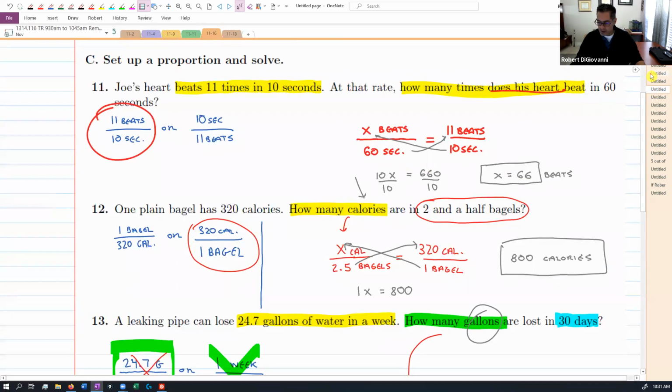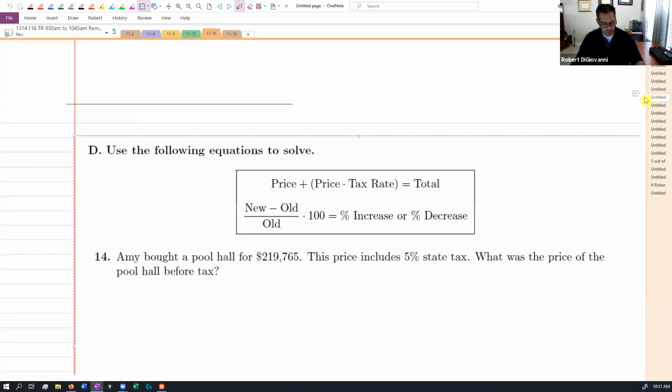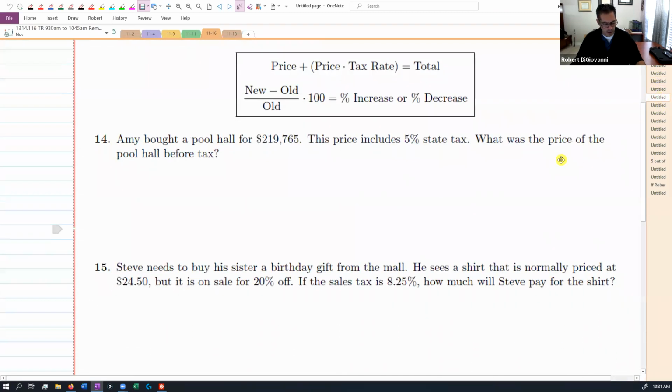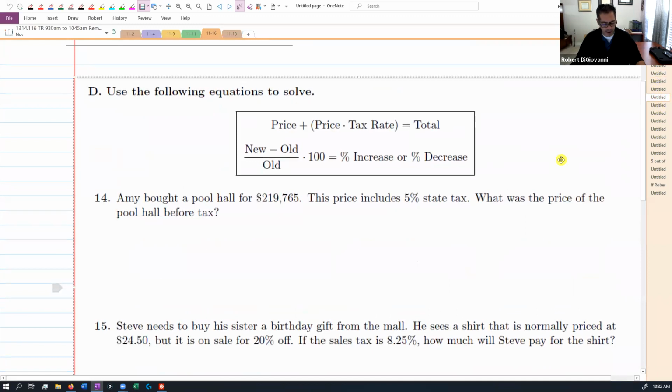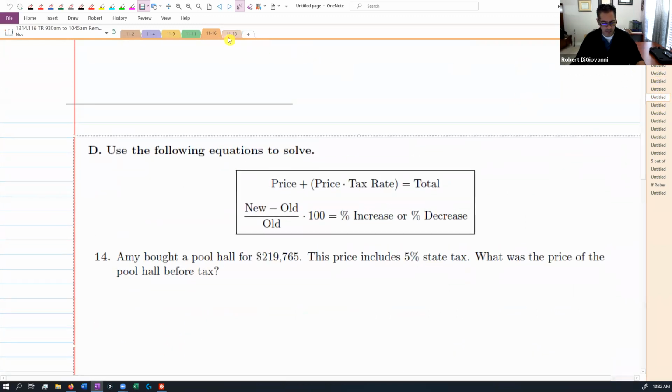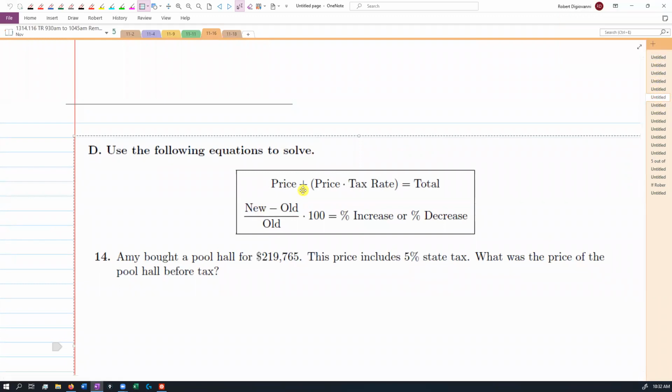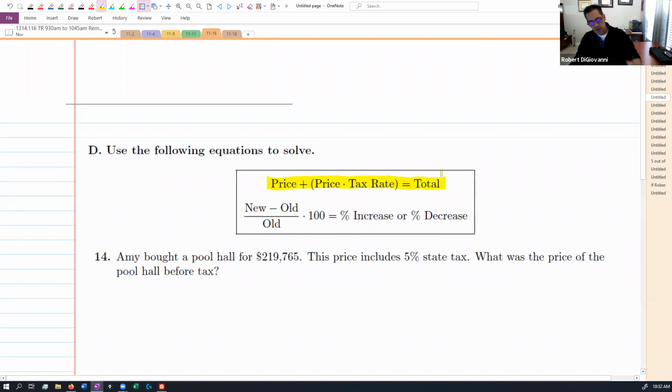Okay, let me see where we are here. All right, yeah. So we have 2 formulas that we need to establish now that will help us solve the next problems. The first formula or first equation is this one. This is a formula that tells you the total amount that you would pay for something if you know its price and you know the tax rate.